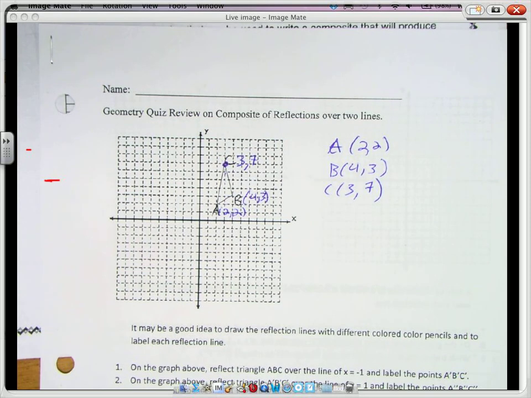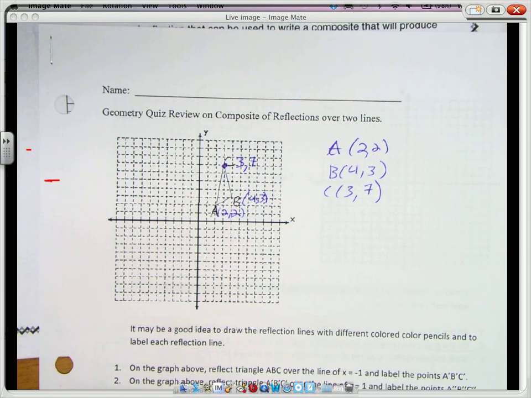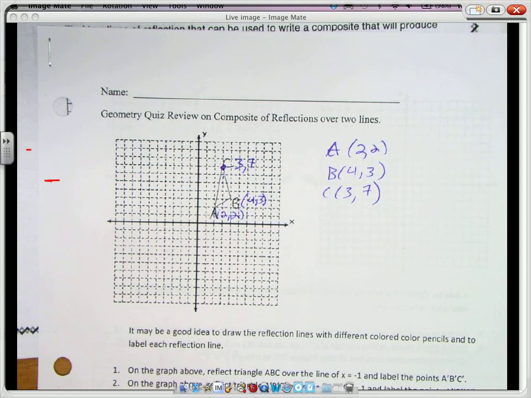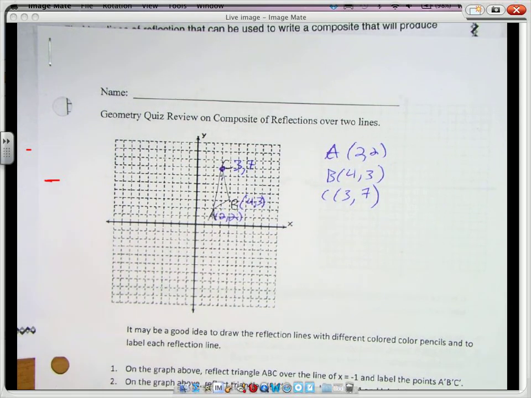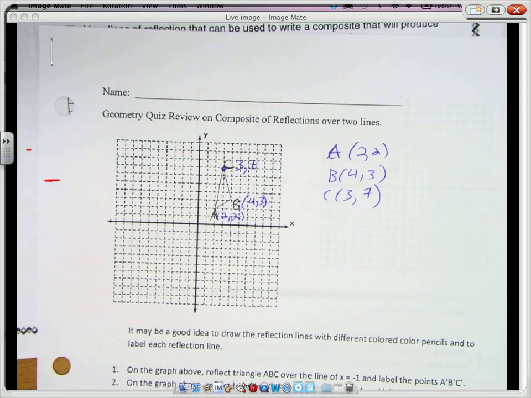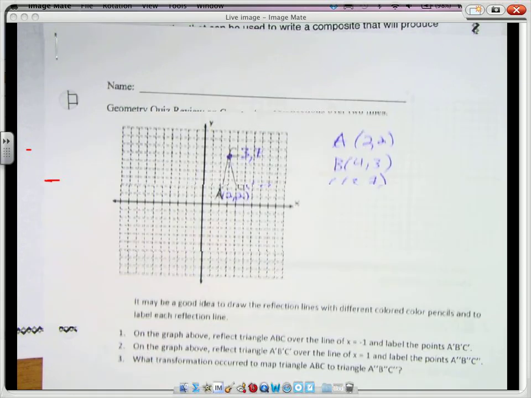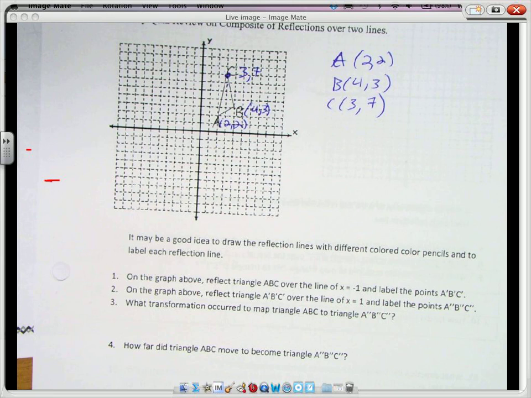It's the next one I'm worried about. So on the graph above, we're going to reflect the triangle over x equals negative 1. Then we're going to reflect that triangle over x equals 1. What transformation occurred? How far did the triangle move to become the new triangle? What direction did the triangle move? Write the equation, like x plus something, comma y, or x comma y plus or minus something. Okay? All right, next page.